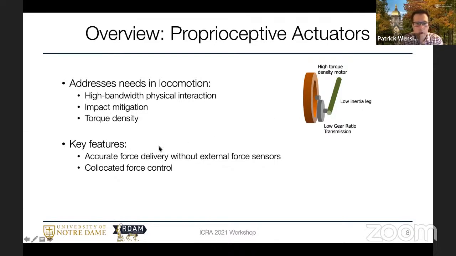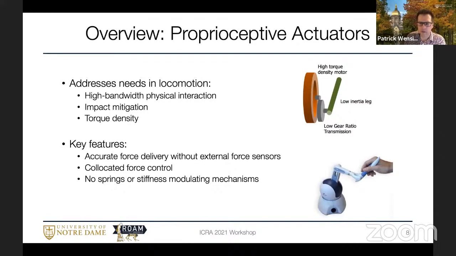So we do, in a sense, have co-located force control here, in that we have a current monitor on the motor, and so we can use that to get torque control on the motor side as opposed to at the output. And there's no springs or stiffness modulating mechanisms in this type of design. You can think of these proprioceptive actuators as phantom robots on steroids. In these phantom robots for surgical tasks, the goal is to render impedances at the endpoint as accurately as possible so that the surgeons can feel mock tissues. And so it's really just a scaled up version of that.